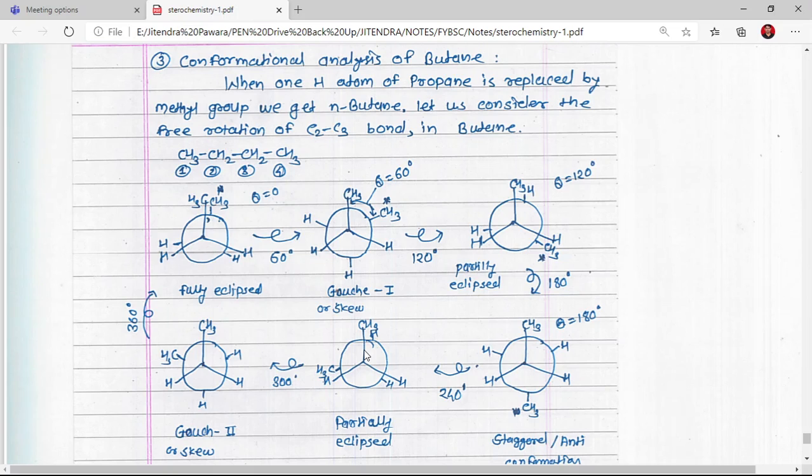Now again, when you rotate, you will get this partially eclipsed conformation. It is more stable than fully eclipsed conformation, and less stable than staggered and gauche. Again, when you rotate, you will get this gauche second. This gauche is more stable than partially eclipsed and fully eclipsed, while it is less stable than staggered conformation.